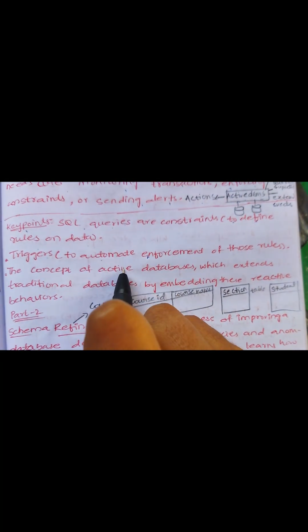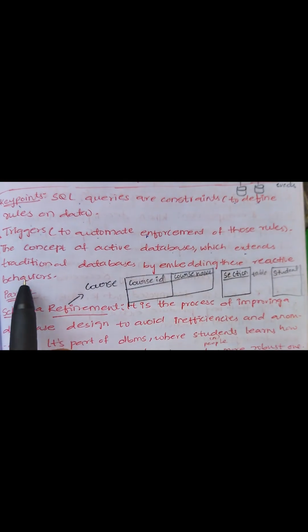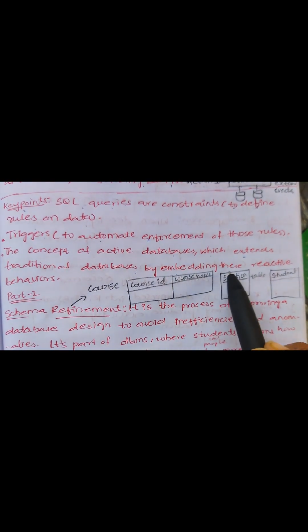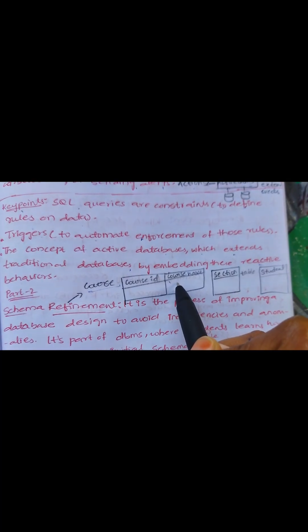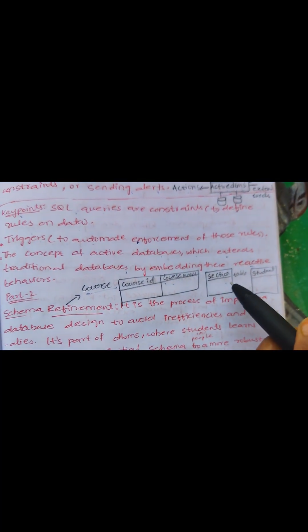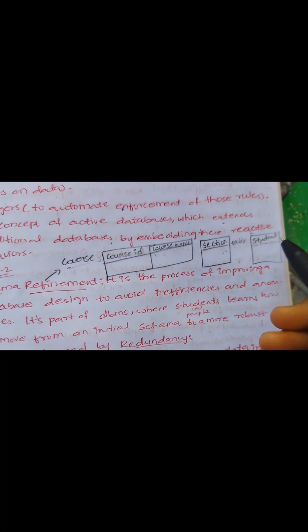The concept of an active database extends the condition of a database by embedding these reactive behaviors, like course. For the keyword course, we use course ID, course name, course fees. We use these course elements in a table. For section, we use section name, section members, section number. For student, we use student ID, student name, student address, student age, student marks. We use these elements.